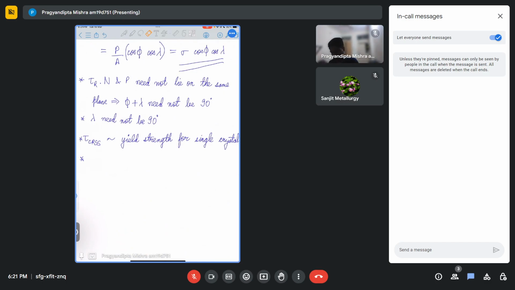Okay, so let's write out the first point. If tau R is less than tau CRSS, okay, tau CRSS is the critical resolved shear stress, tau R is resolved shear stress, then there exists shear stress on the body, or on the crystal, let's say, because we're talking about the single crystal.